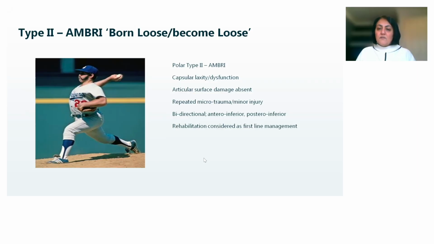These patients will often describe more than one direction of the shoulder feeling unstable, so they often have an inferior component to their instability, indicating some inferior glenohumeral laxity. The choice of treatment generally is rehabilitation, and this is considered effective in up to 80% of patients as a first-line management.